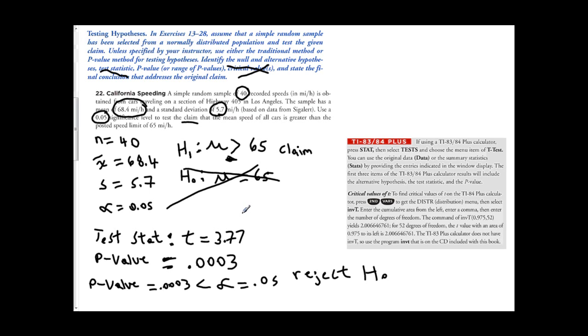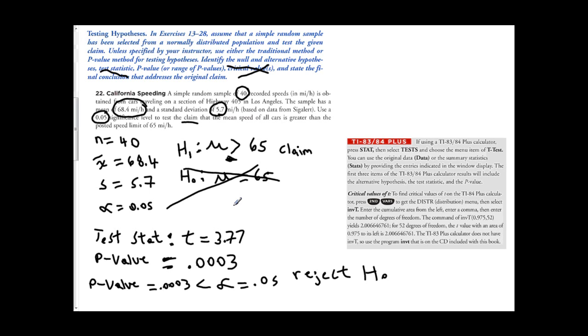So our final conclusion would be that there is enough sample evidence to support the claim that the mean speed of all cars is greater than the posted speed limit of 65 on Highway 405 in Los Angeles.